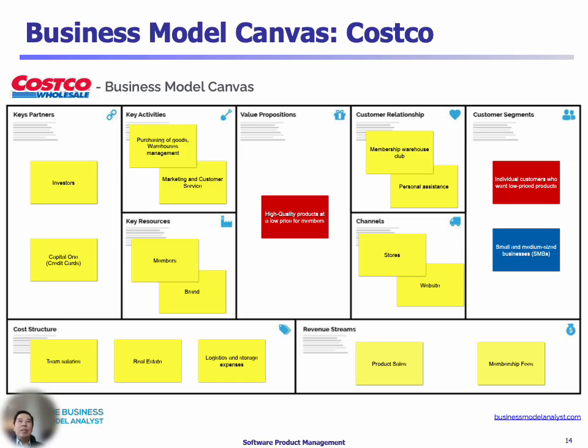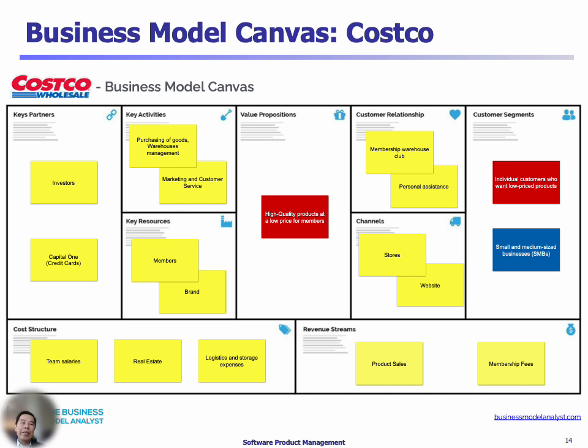Costco is a retail company, a wholesale company in the US. It's very popular. It's not here in Singapore, but it's also around the world. It's in China, it's in Japan and Europe and many different places. So what is its value proposition? Its value proposition is high quality product at a low price.